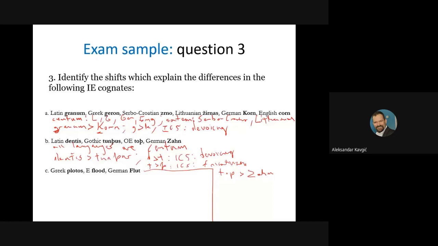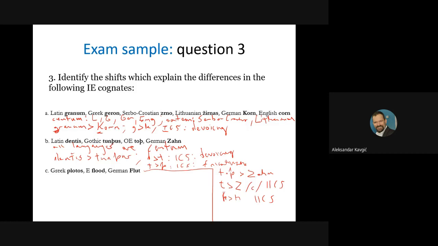So toth into Zahn, you can write here, so t, now the pen doesn't work, stupid technology. So t into s, you can also write in pronunciation that it's s, so that's the second consonant shift, right? And then this same s becomes h in Zahn, right? Toth, Zahn. So you can say h into, that's actually th into h. That's again the second consonant shift.